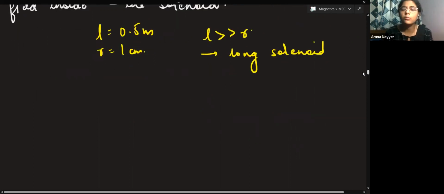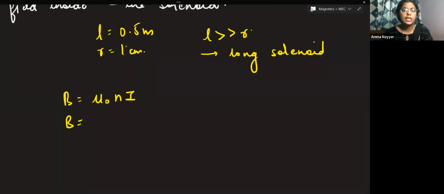Now you can normally use your B is equal to mu naught Ni for the calculation. B is equal to mu naught Ni. Hania, how can we write mu naught? What is the value of this mu naught that I should write?